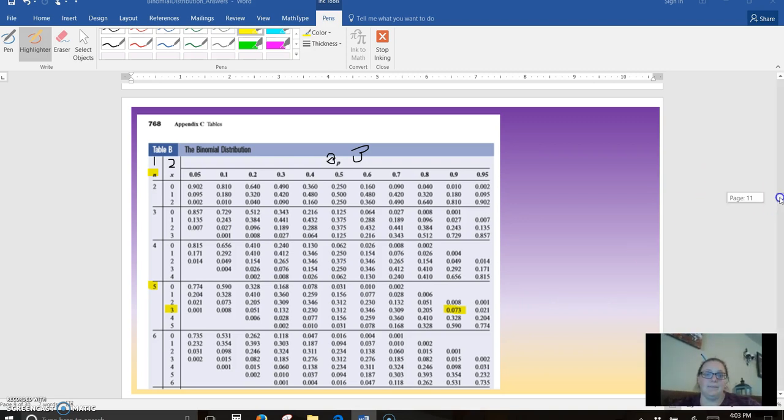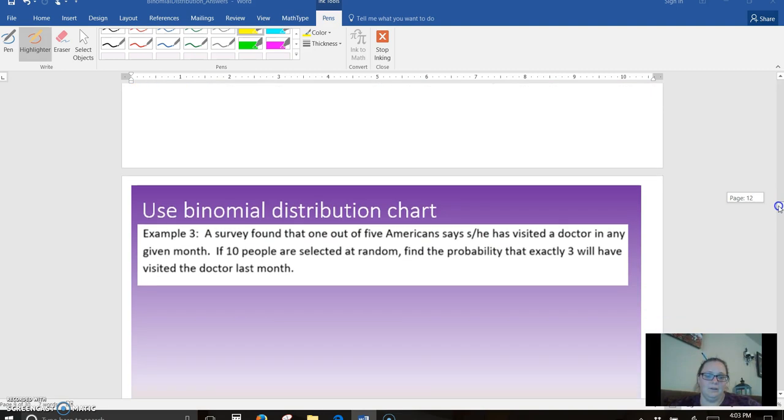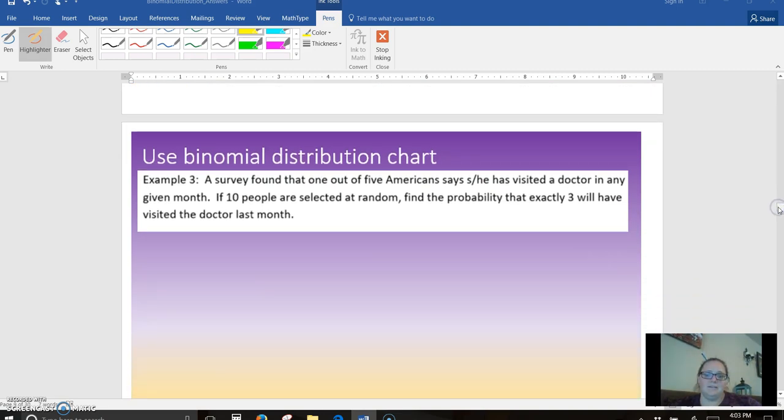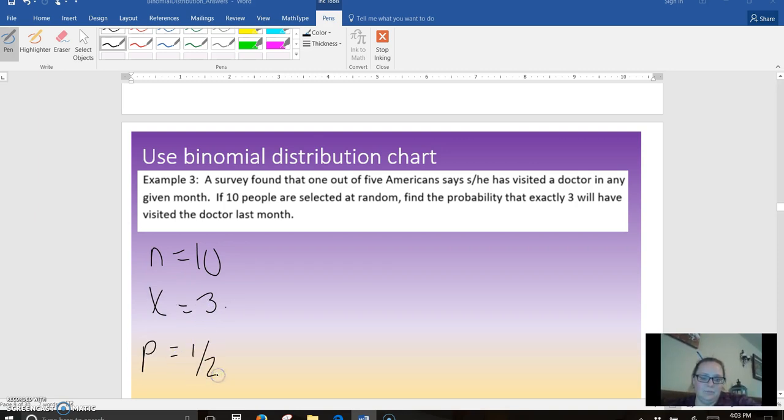All right, so let's do a problem that uses this chart. A survey found that, we did this one. Okay, so let's find what we're looking for. 10 people are selected at random. They want exactly 3. And so P is 1 out of 5.